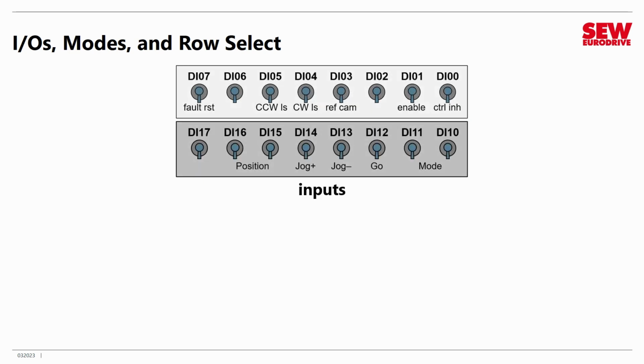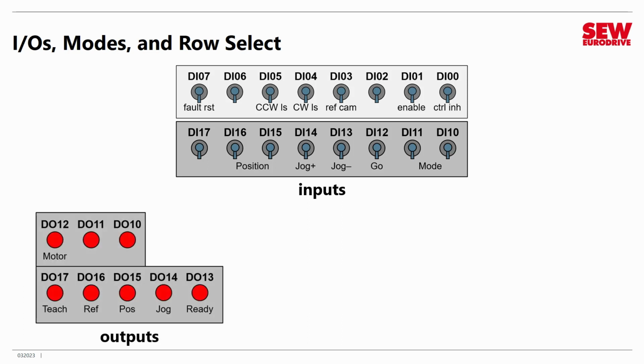These are the inputs. We're using both the standard inputs and the option card inputs. Now, IPOS is only monitoring the standard inputs. We have controller inhibit, enable, the reference cam, 2 limit switches, and the ability to reset faults. All the digital control of the application comes in on the option card. We're using DI10 and 11 to select the mode. DI12 is what we call the go signal. It triggers certain things to happen. DI13 and 14 control jogging, the direction you jog, and DI15 and 16 pick the row in the table that you're going to when you're positioning.